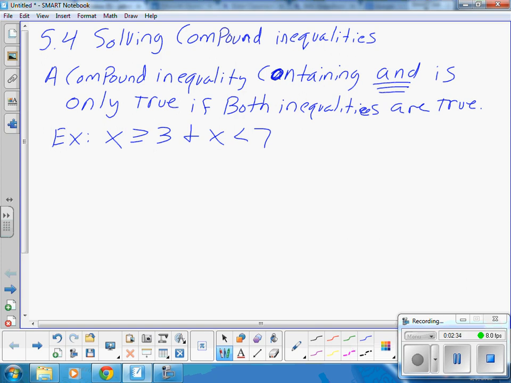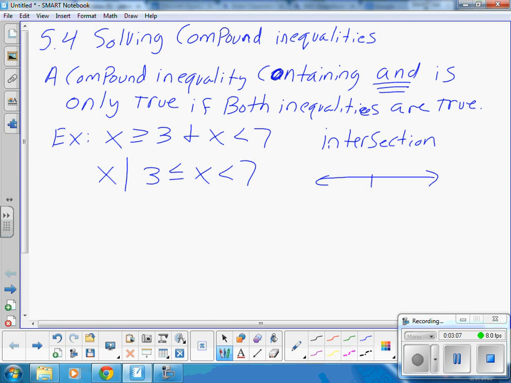x is greater than or equal to 3 and x is less than 7. So we have the inequality. It's going to be like this: 3 is less than or equal to x, which is less than 7. The graph is going to be the intersection, the overlap.